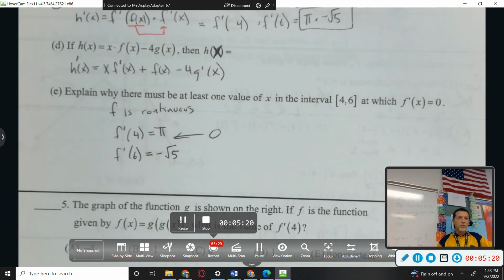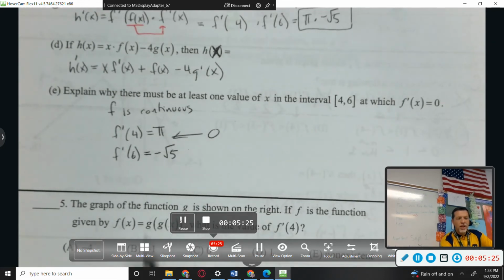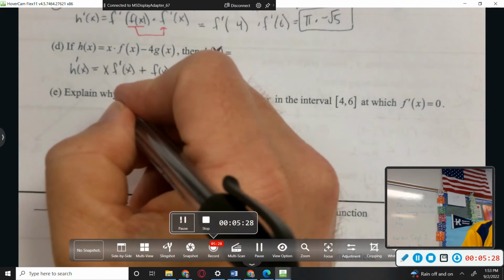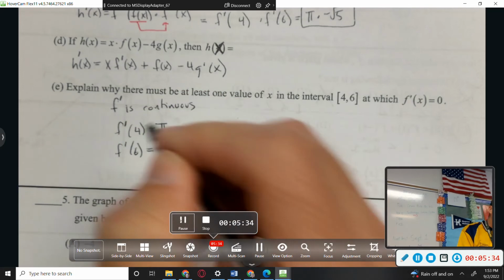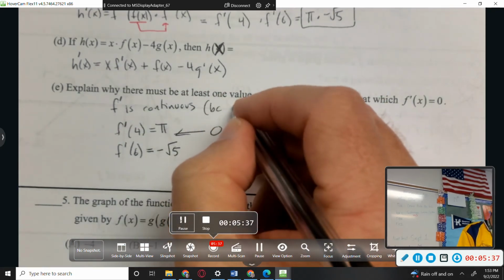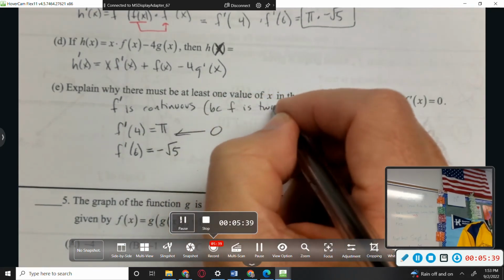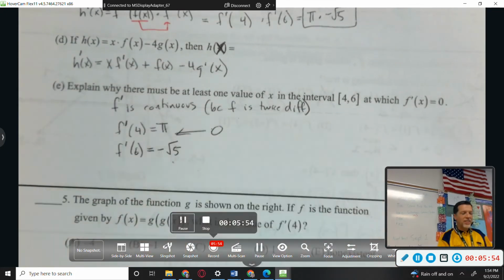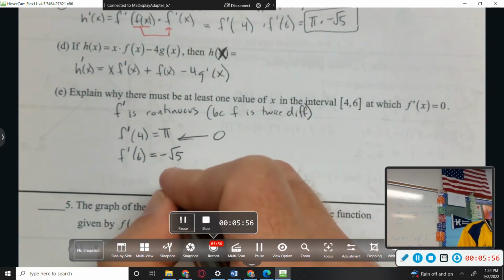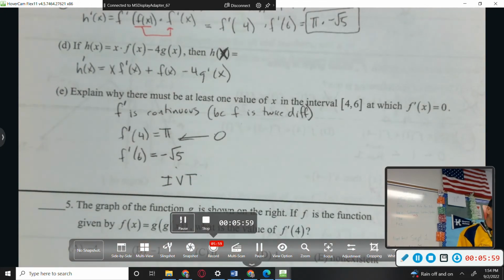The 0 is in between pi and negative root 5 because that's positive, that's negative. So 0's got to be in there somewhere. We should say f prime is continuous, because that's what we're looking at here, and we know that because it told us f is twice differentiable. Negative square root of 5 is negative 2.2 and so on. So there's a 0 somewhere between positive and negative. So actually this is the IVT, the intermediate value theorem.